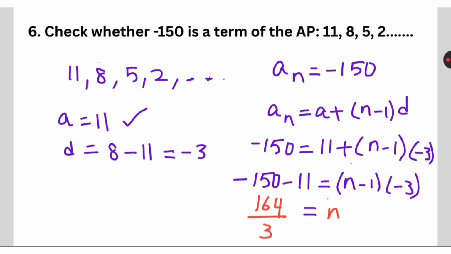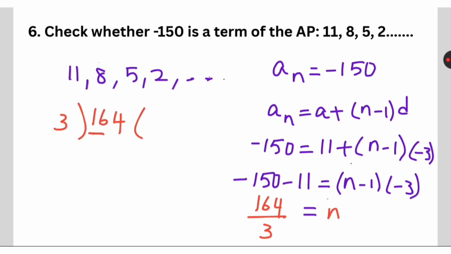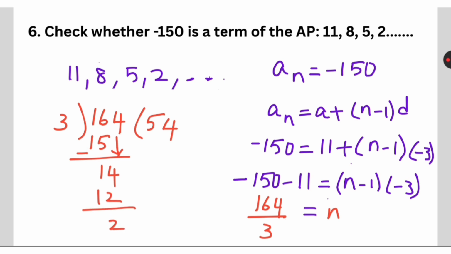Now let's check if 164 is completely divisible by 3 or not. Here we have 16, so 3 5s are 15. When you subtract, you get 1, bring down the 4, then 3 4s are 12. So 2 is the remainder, which means it is not completely divisible. So we are going to get a decimal. Here we are getting n in fraction form.